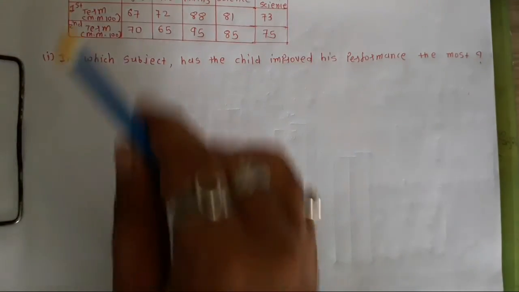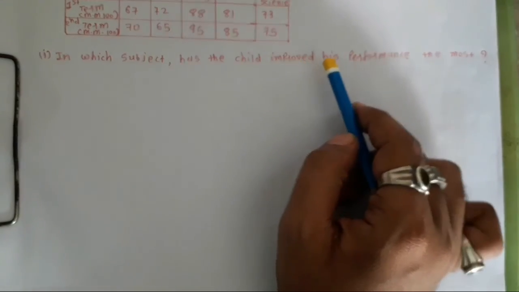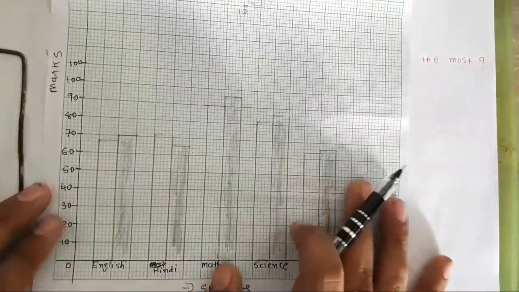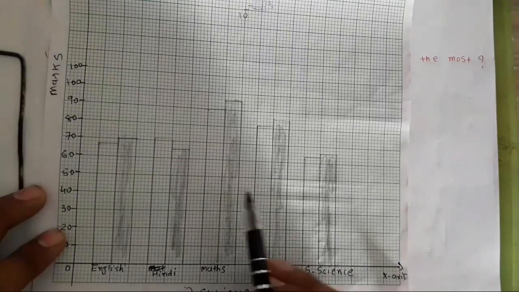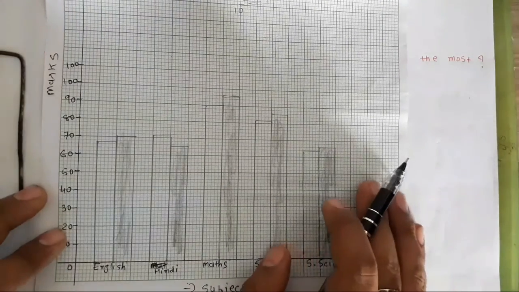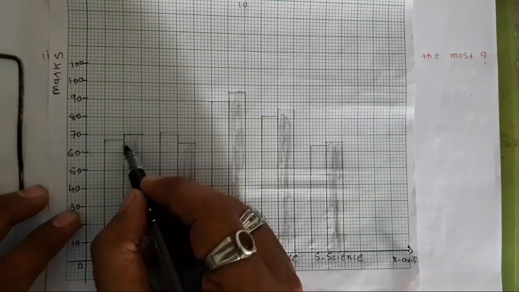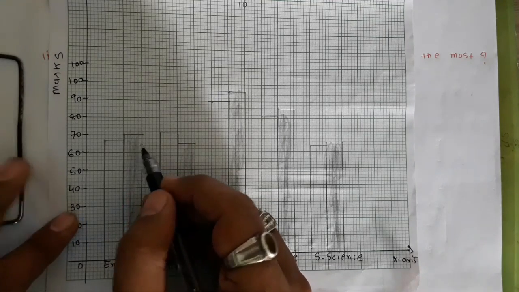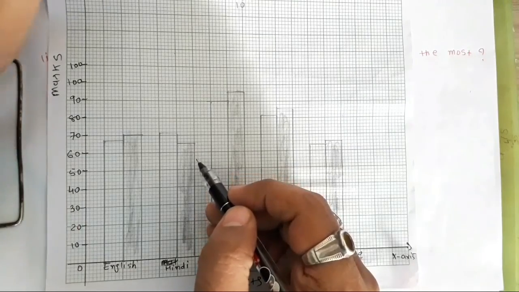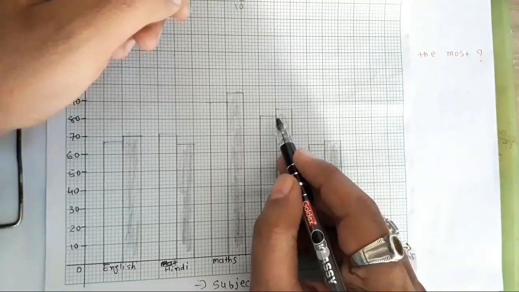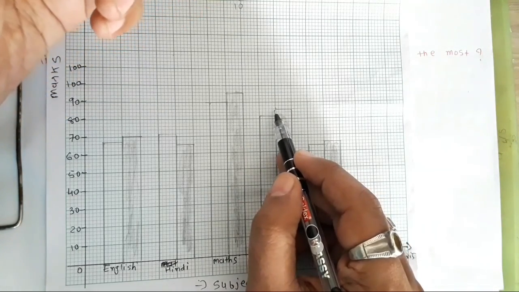Now there are some questions we have to answer. The first question is, in which subject has the child improved his performance the most? Now we have already drawn the graph. Seeing this graph, it's clear that improvement is seen in English, maths, science and social science. But the question is, in which subject he improved most? We can see here that the improvement is very least compared to first term and second term. In Hindi he got less marks compared to first sem. In maths we can see he got maximum improvement.